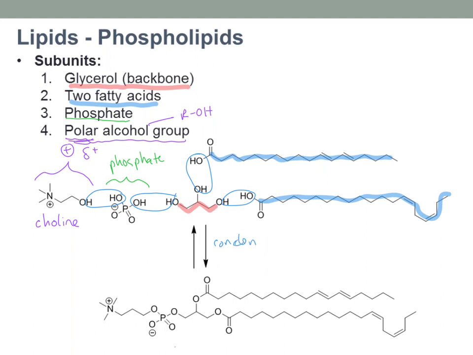So condensation. That's going to give me 4 water molecules. And then my actual phospholipid, right? So here's my phospholipid down here.